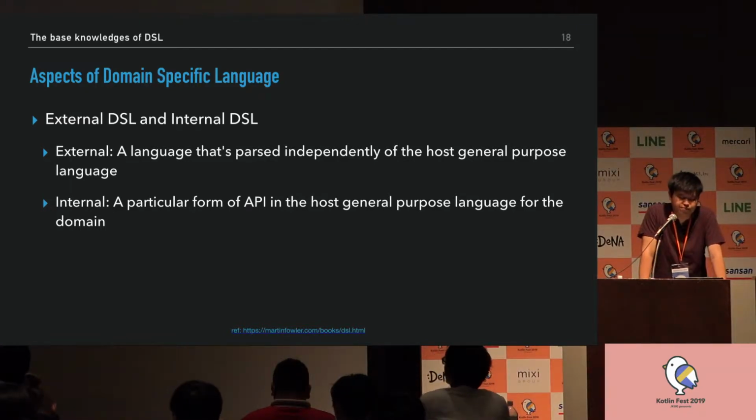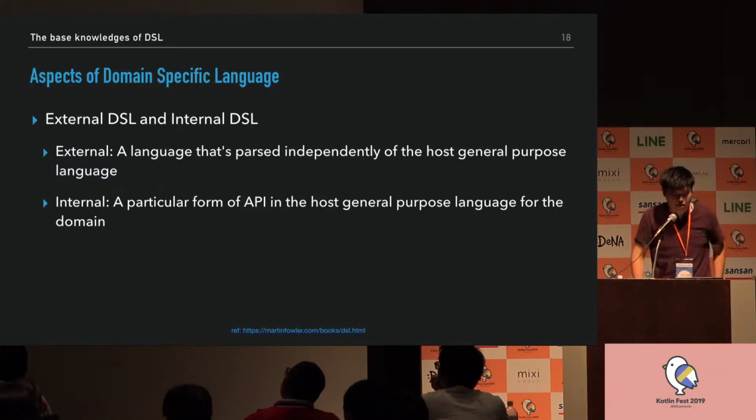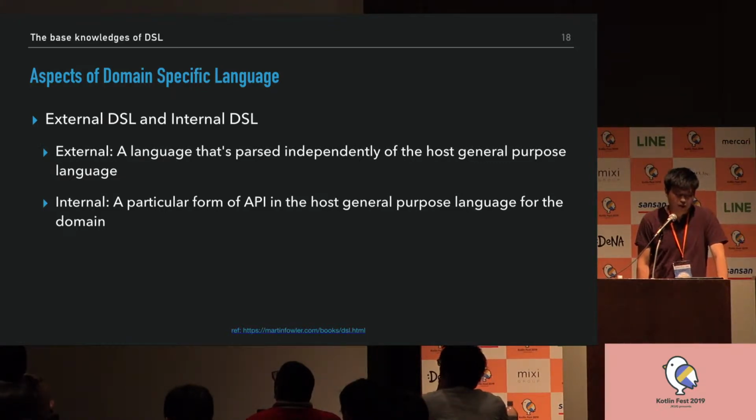As I said before, the definition of DSL was really simple, so it was interpreted broadly. Therefore, I would like to borrow DSL categories, external DSL and internal DSL from Martin Fowler. External DSL is a language that's parsed independently of the host general purpose language. Internal DSL is a particular form of API in the host general purpose language for the domain.